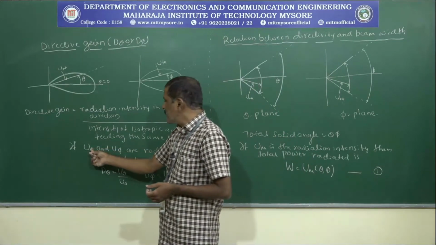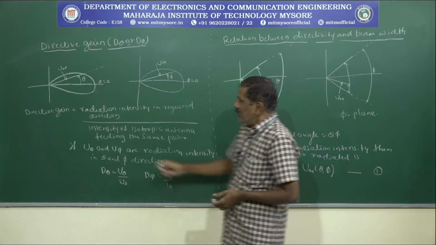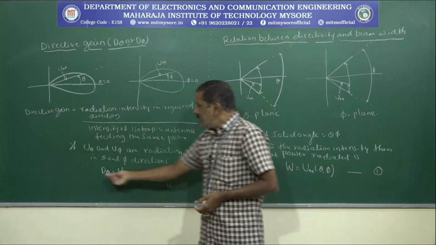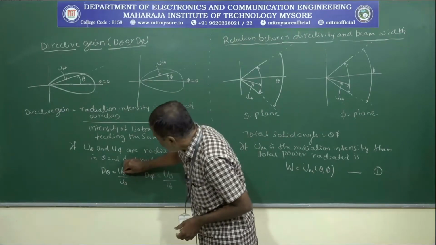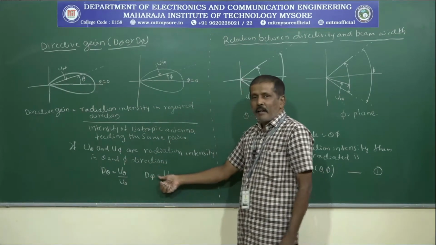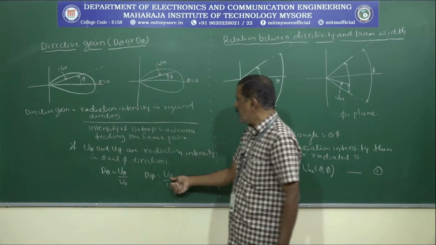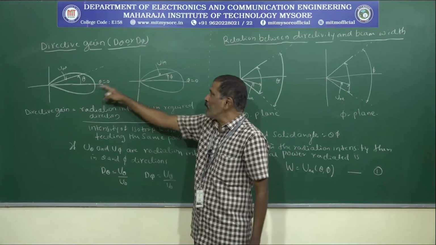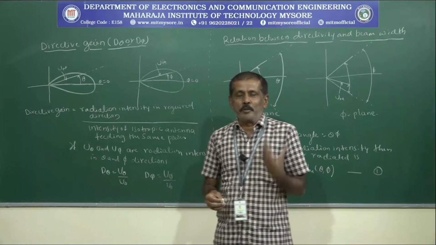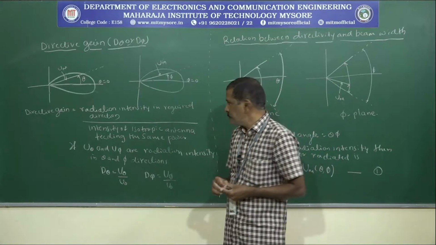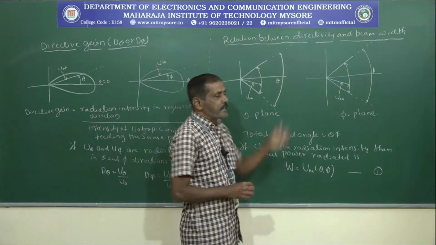Now, if U theta and U phi are the radiation intensity in the theta and the phi directions, then D theta, the directive gain in the theta direction, equals U theta divided by U0, and the directive gain in the phi direction is U phi divided by U0, where U theta and U phi are the radiation intensity in the vertical plane and the horizontal plane, and U0 is the intensity of the isotropic antenna feeding the same power. Then let us try to find the relation between the directivity and the beam width.